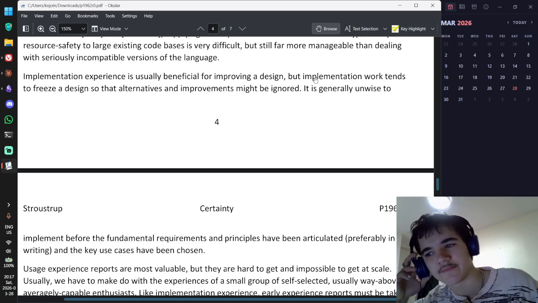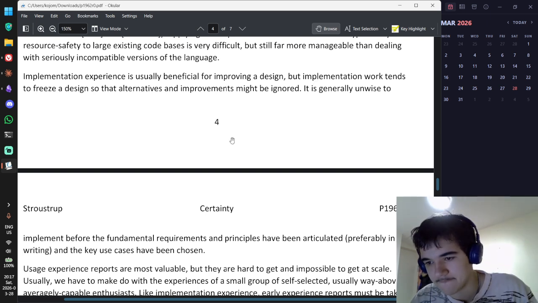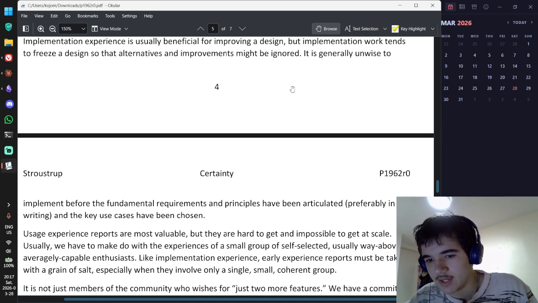So, to freeze a design, it's generally unwise to implement before the fundamental requirements and principles have been articulated. Yeah, I don't even know how to. I kind of went off on a tangent there, to the point where I'm not even sure I can make a note about it on this.